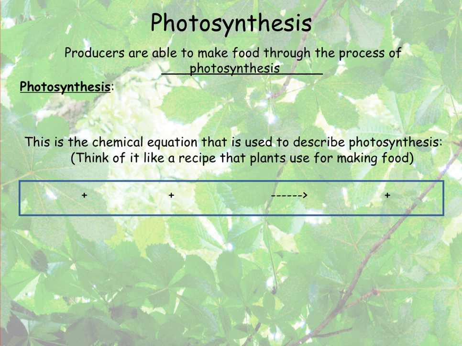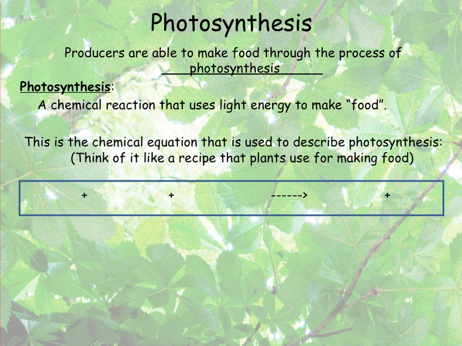Tonight, we are going to look at the process of photosynthesis and get an understanding of how this vitally important chemical reaction works. Let's begin by defining photosynthesis. Photosynthesis is a chemical reaction that uses light energy to make food.